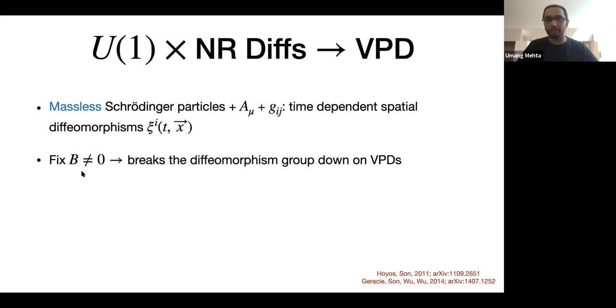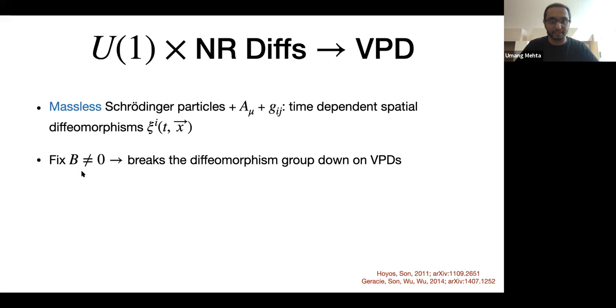So the point of fixing B but not everything else is because A mu and Gij, varying with respect to them, gives us correlation functions of the matter sector, for instance, the density correlation functions, stress tensor correlation functions. So we do want to allow them to vary, and their transformations allow us to constrain the matter system.